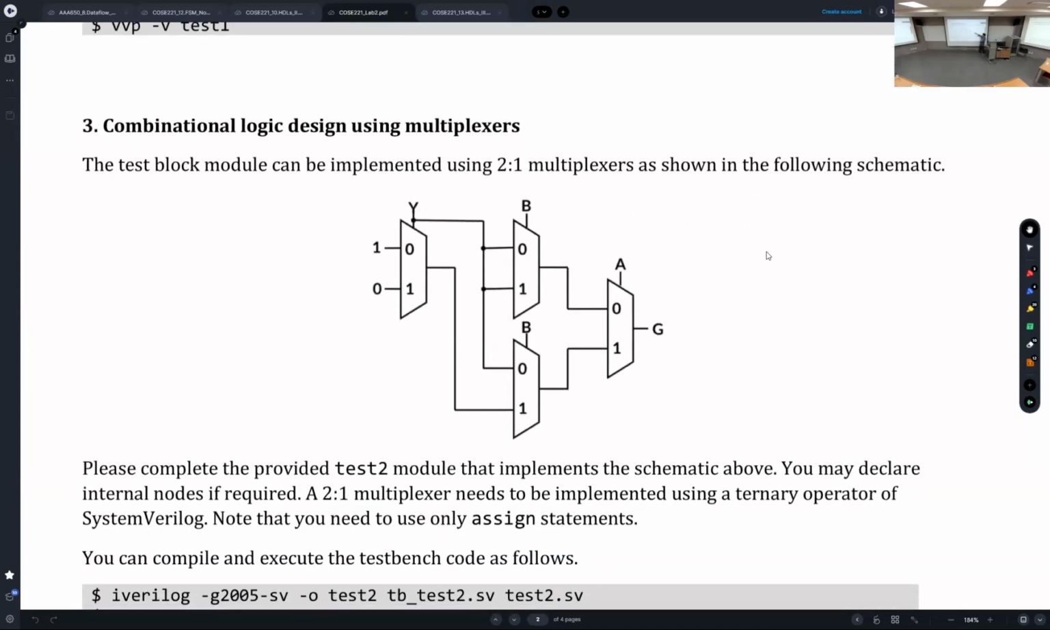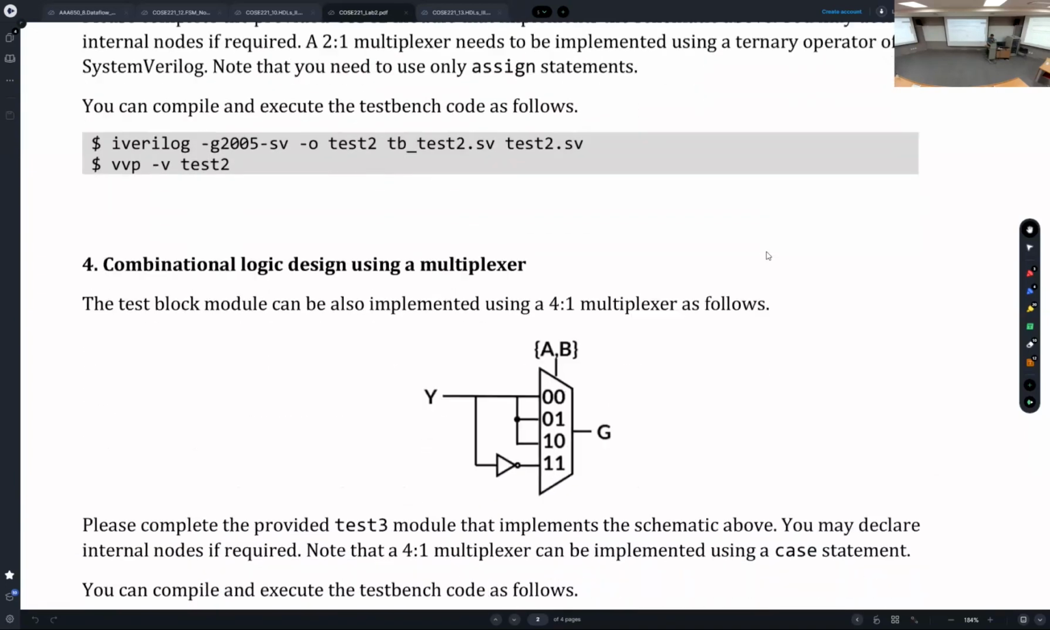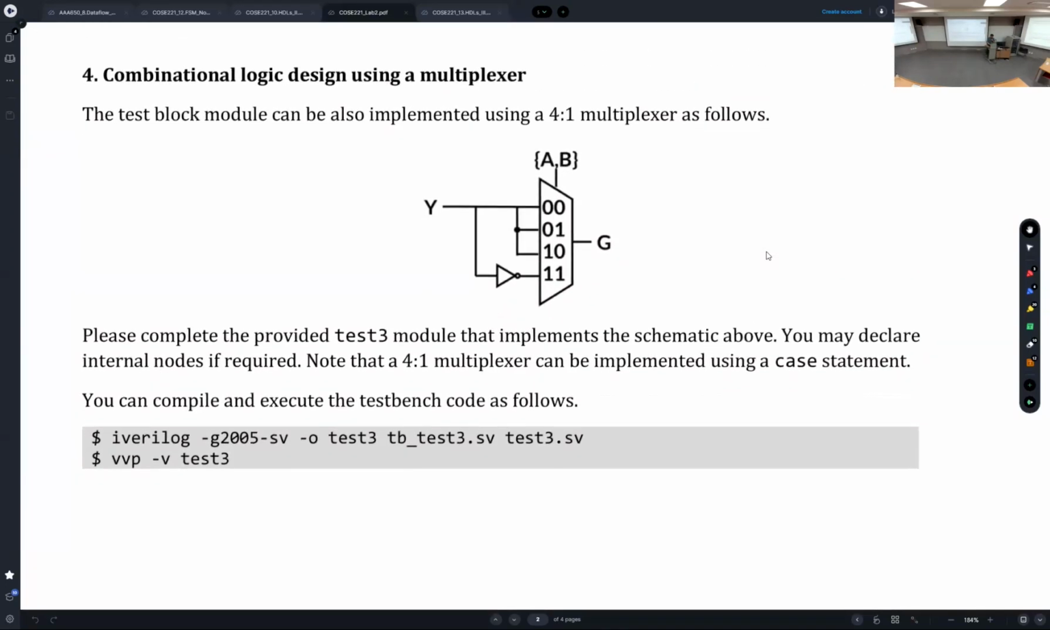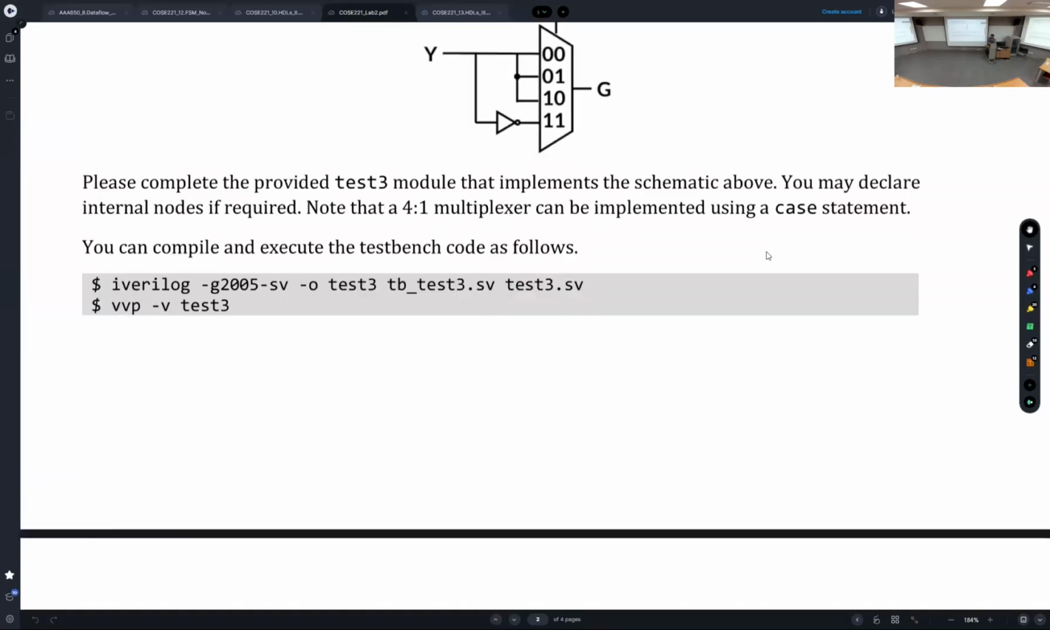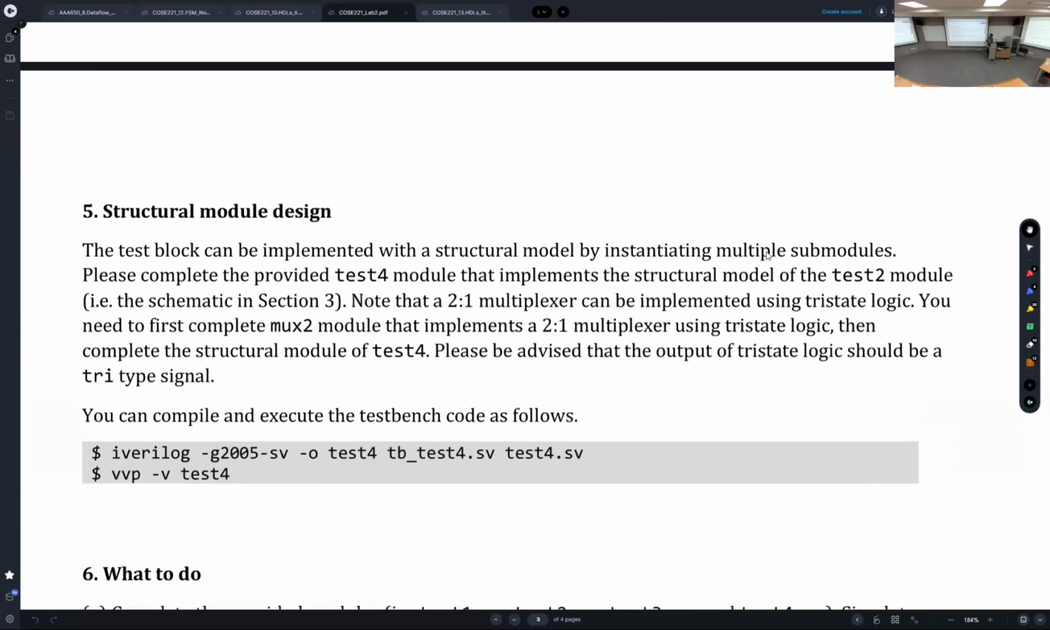I also provide the schematic of the combinational module. Based on this schematic, you are requested to design the combinational module. So it is a different method to design the same module. And then finally, you need to design the structural module.